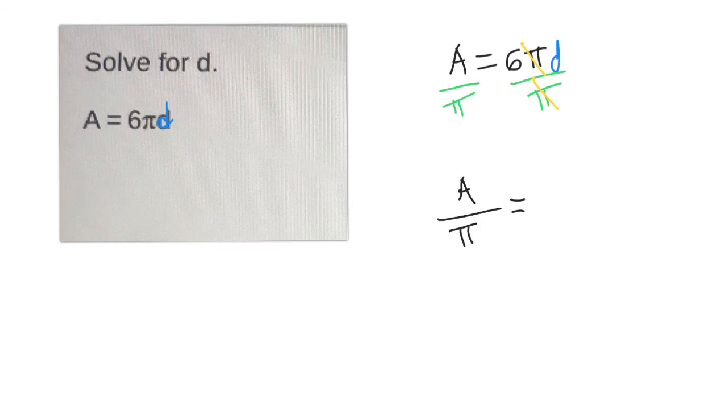And then we have equals. Well, what's left over here? That would be the 6 and the D. So we have 6 times D. That's what we have.